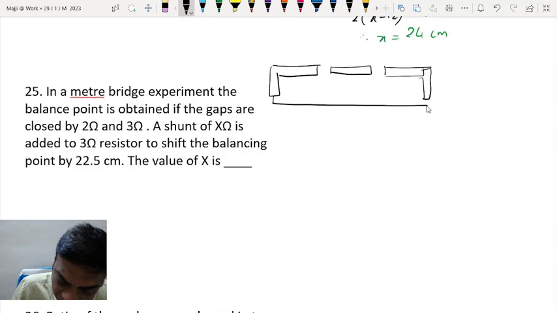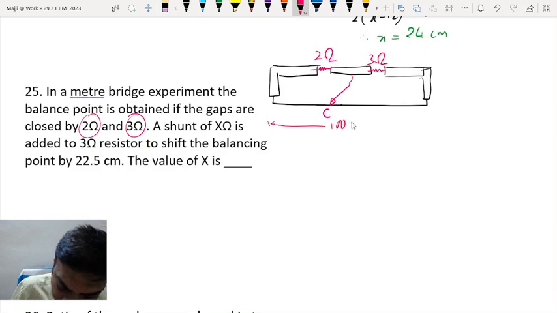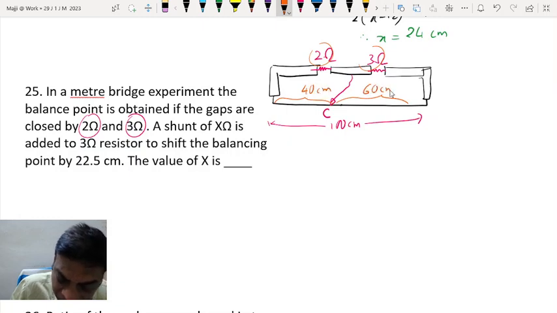Now there's a 100 centimeter long wire. In the first gap you have 2 ohm, so there's a 2 ohm here, and the second gap has a 3 ohm resistor here. The balancing point, let us say, is C. Since the total length is 100 centimeters, the lengths will be in the ratio 2 is to 3. When you divide, the lengths come out to be 40 cm and 60 cm, in the ratio 2 is to 3.